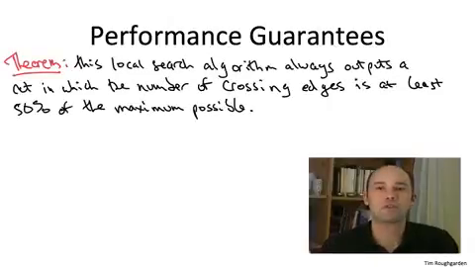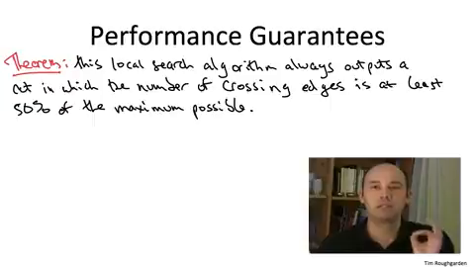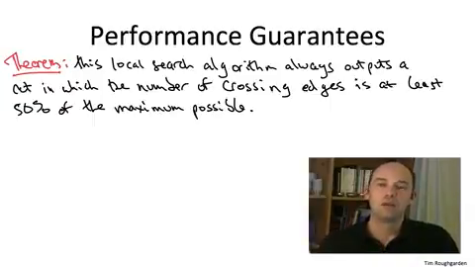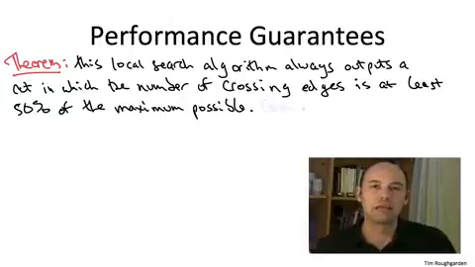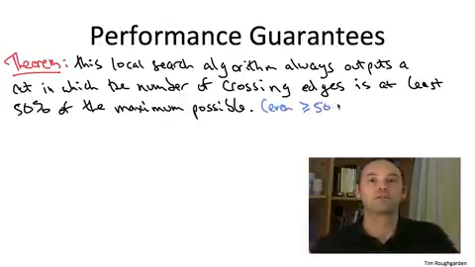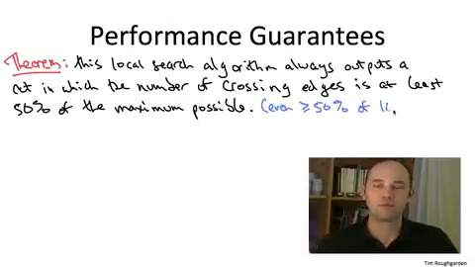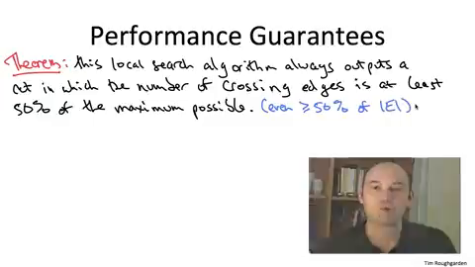Precisely, the outcome of this local search algorithm is guaranteed to be a cut in which the number of crossing edges is at least half, at least 50% of the maximum possible. In fact, something stronger is true. It's even guaranteed to be at least 50% of all of the edges of the graph, which of course is an upper bound on the maximum number of edges crossing some cut.